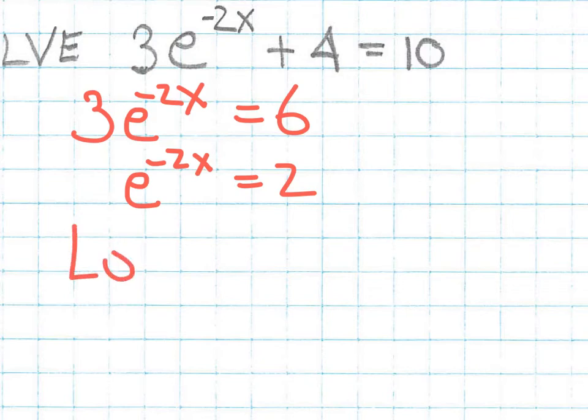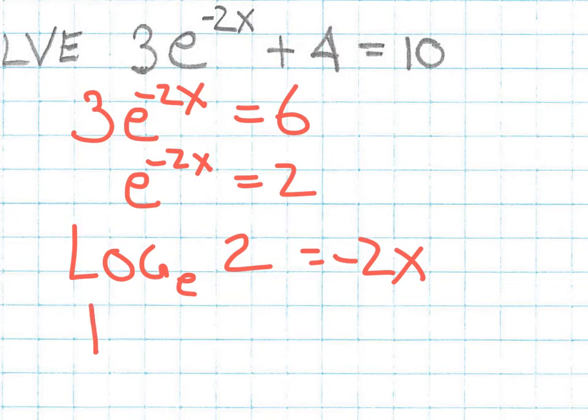Let's write log. The base in this equation is e. We're going to set it equal to the exponent. The exponent in the equation is negative 2x. So log base e of 2 equals negative 2x. Well, log base e of 2, another way to write that is natural log of 2 equals negative 2x.